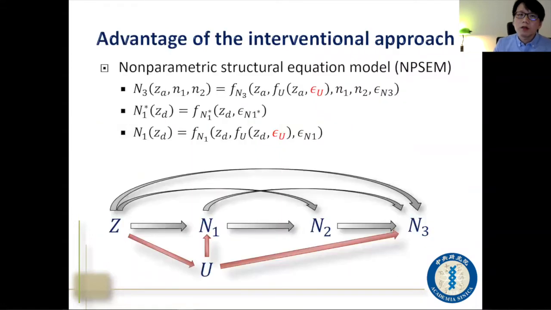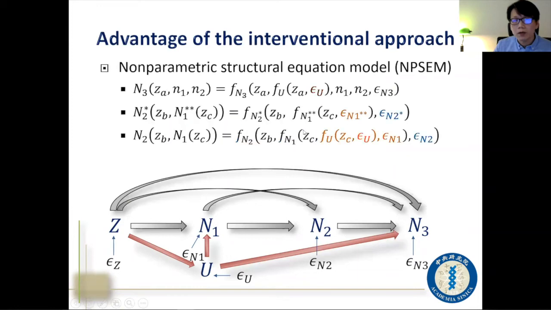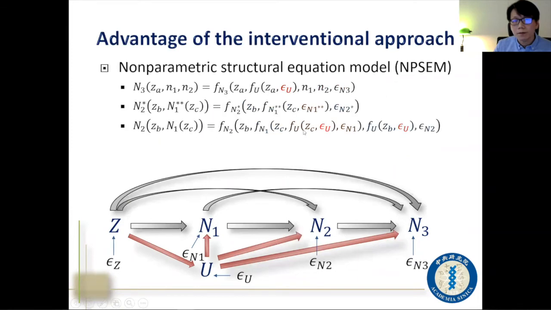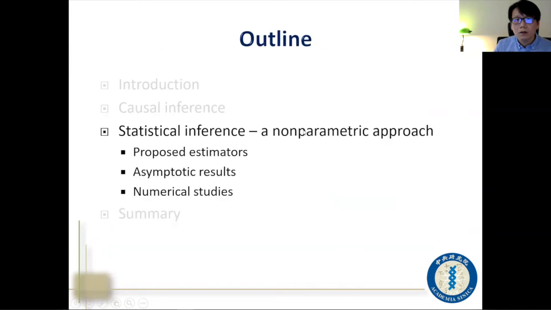I think I'm going to skip this part. Here, I just try to explain, and if we have time, we can go back. We just try to explain why the interventional approach can get around the problem of the cross-world independence assumption. Okay, I'm going to skip this part and go to the statistical inference.